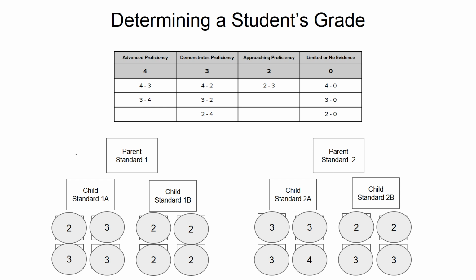A decision matrix is then used to determine the student's score on the child standard. The decision matrix is based on a bimodal system, so the child standard score is determined using a combination of first and second most common scores. So in this case, for child standard 1A, the student's most common score is a 3, and second most common score is a 2, indicating that overall the student has a score of 3 on child standard 1.